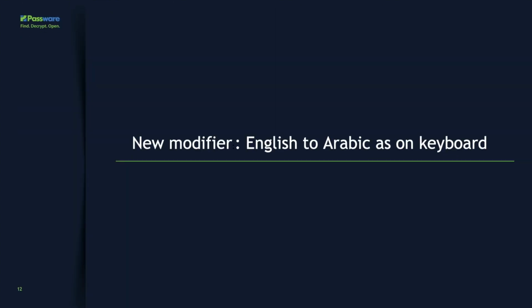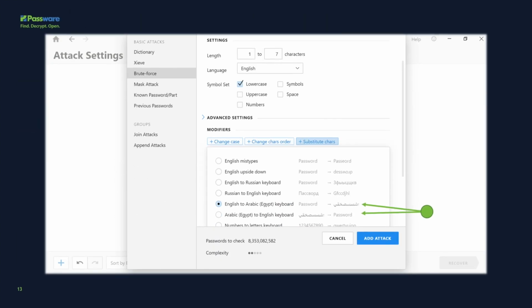Passware also added a new option to substitute character modifiers. The latest Passware Kit supports English to Arabic keyboard layout transliteration, which is applicable to all types of brute force attacks, including dictionary, xieve, brute force, previous passwords, etc. This makes it possible to recover passwords when an English word is typed in the Arabic keyboard layout or vice versa.